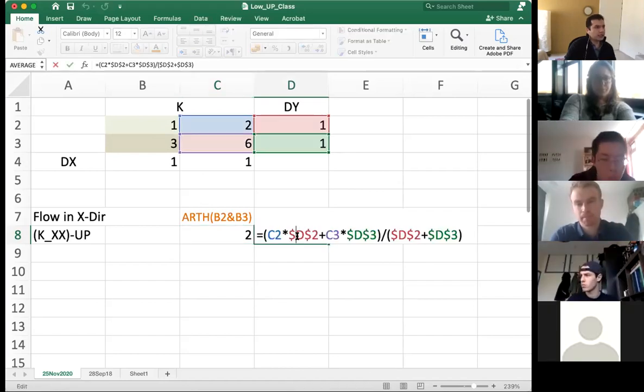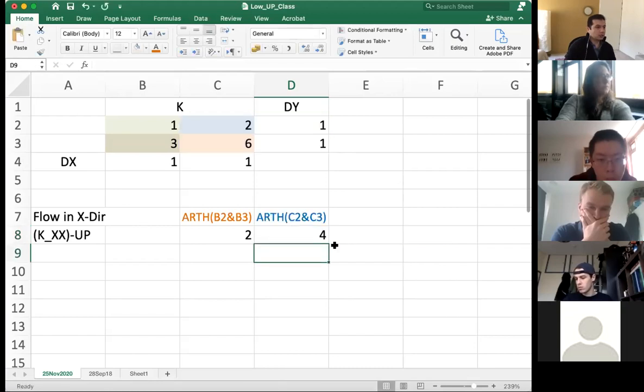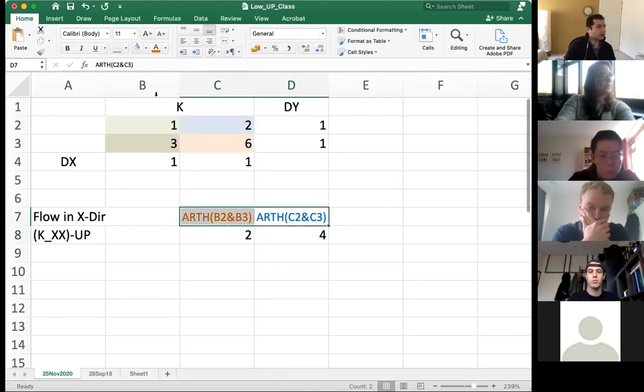can click and check if this is right. It says the average between C2 and C3, which is C2 times the delta y plus C3 times the delta y of C3, divided by the summation of their delta y's. That's the average, and I enter correct. And the average between 2 and 6 is indeed 4. That's correct. So I am happy so far with these formulas.